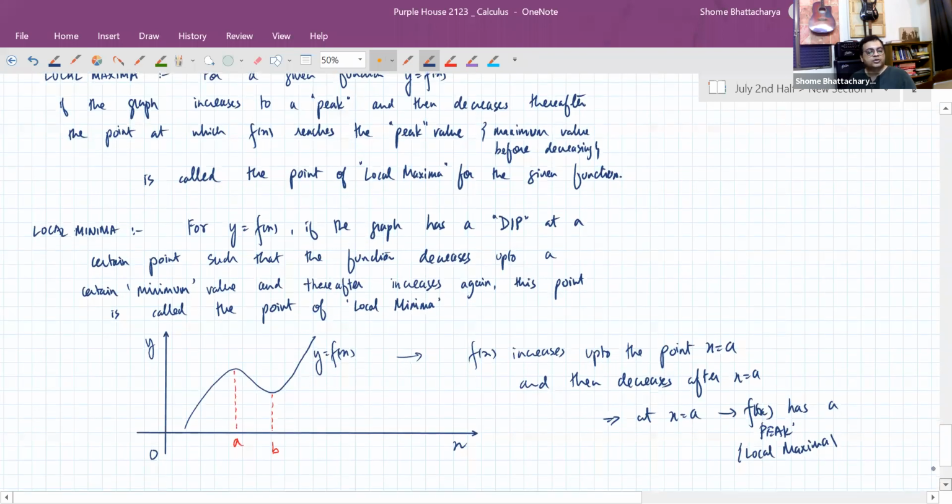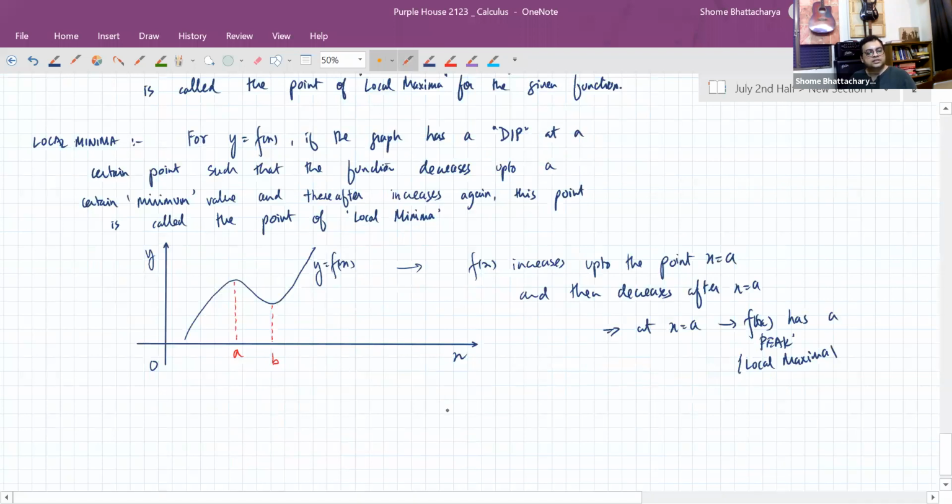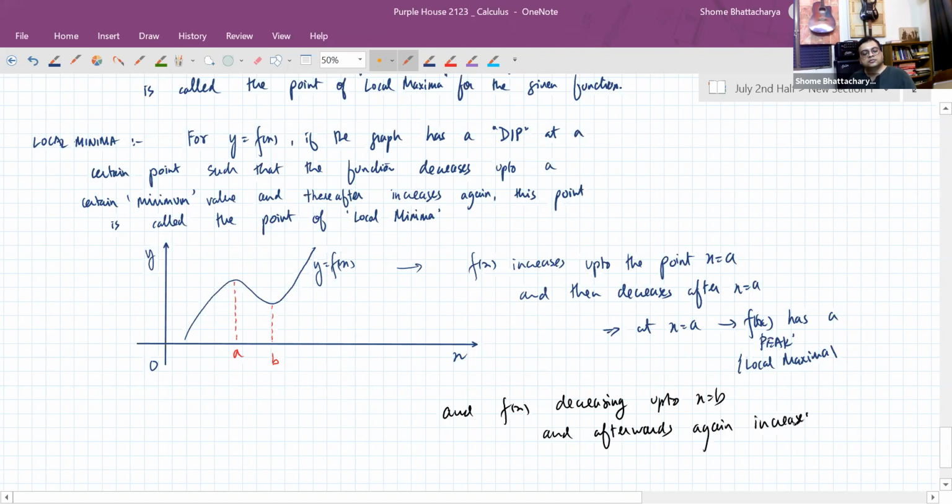Similarly, you can see that going beyond A now, up to B, the function is decreasing. Decreasing means as x is increasing, the value of y is decreasing, up to x equal to B. And after that, again it starts increasing. So therefore, at x equal to B in this imaginary graph, the function has a local minimum.